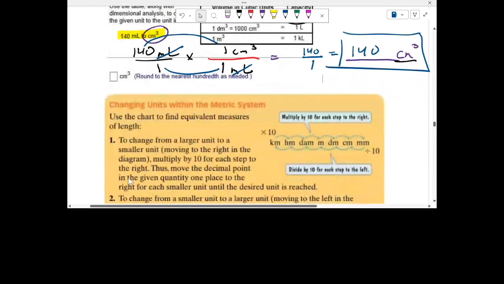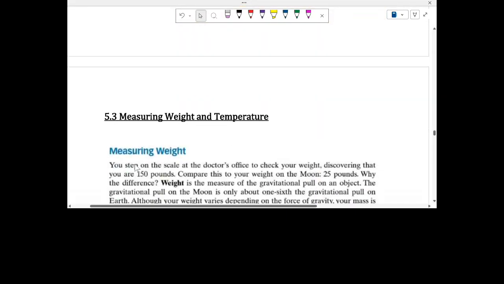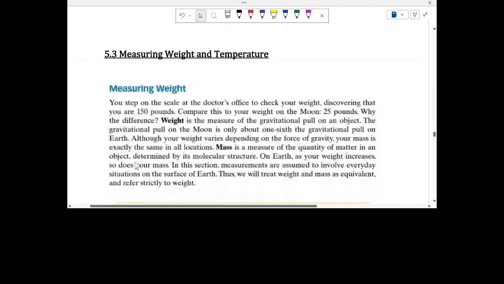All right, so let's keep moving along here and see what else we got. All right, that was 5.2. Like I said, easy breezy cover girl, right? So look, let's see if we can do 5.3, y'all. 5.3 talks about measuring weight and temperature.